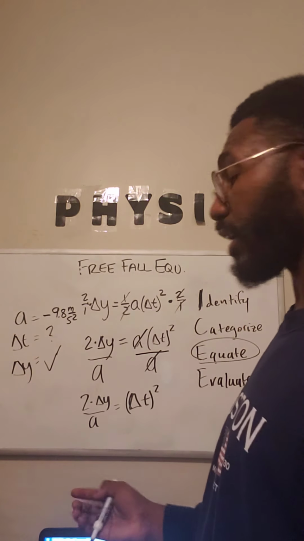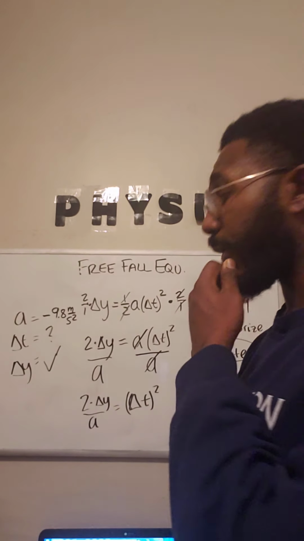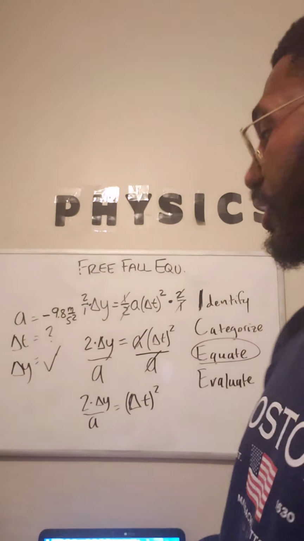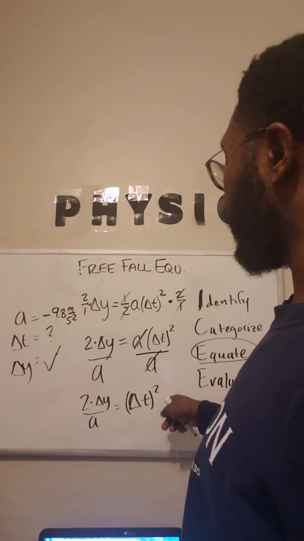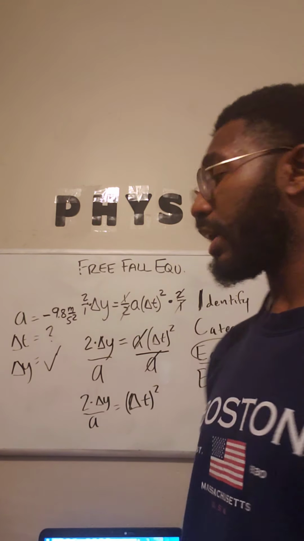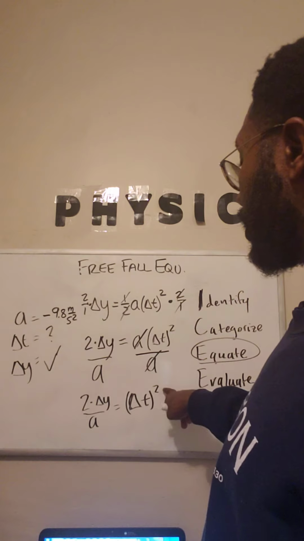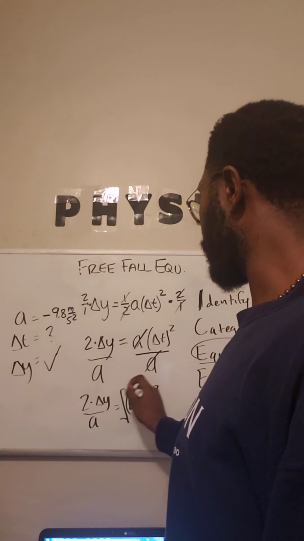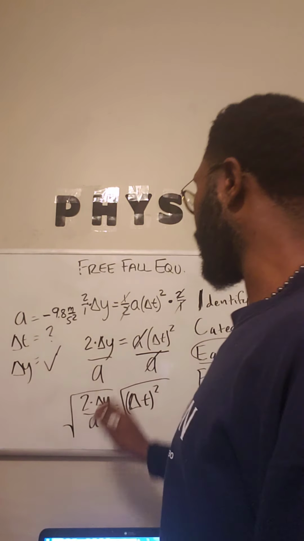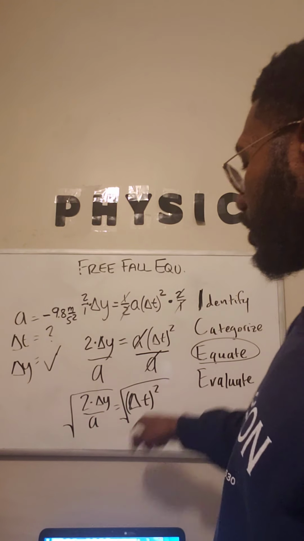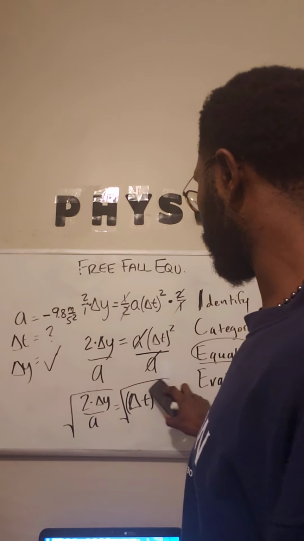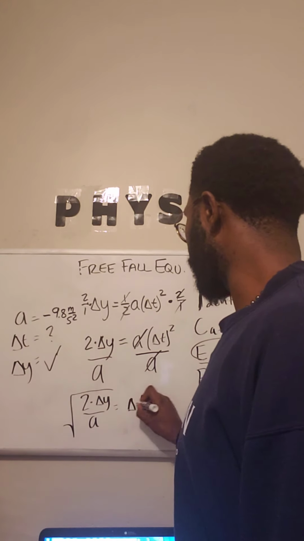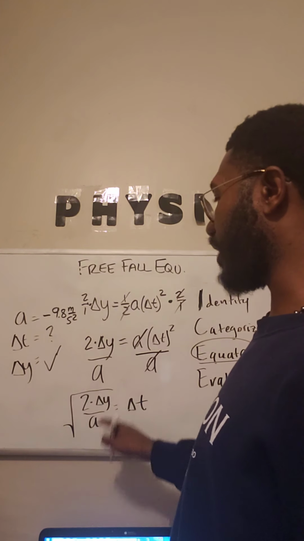Now, some people might say, okay, great, we got delta t by itself. We're good to go. But actually, there's still a number on this side, and that is this exponent. It is being squared. In order to get rid of the square, I have to take the square root. So delta t is not by itself yet. There's still another number on this side, and that is to the second power. So I'm going to have to square root this, right? Whatever I do to one side, I do to the other side. I square root this, so that I can then get rid of the squared, and I end up with delta t is equal to the square root of 2 times delta y divided by a.